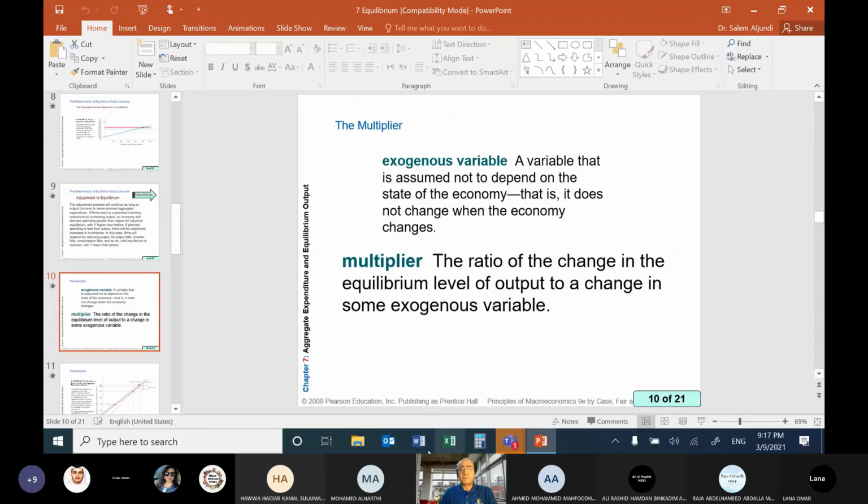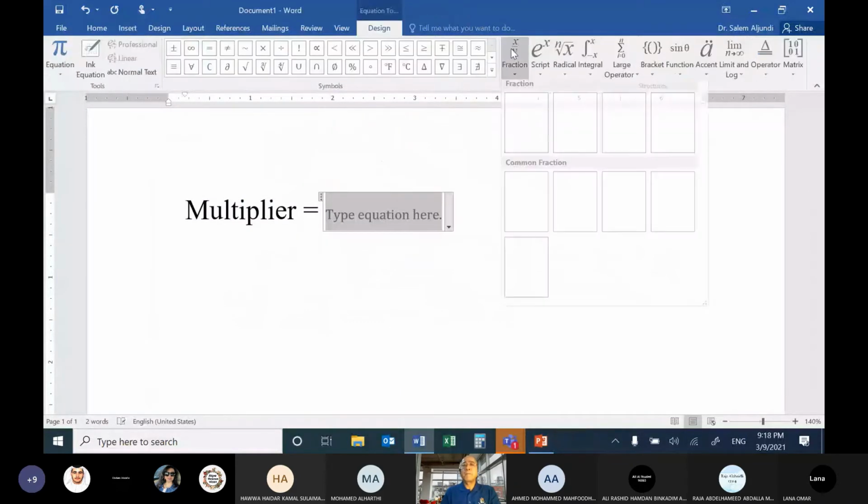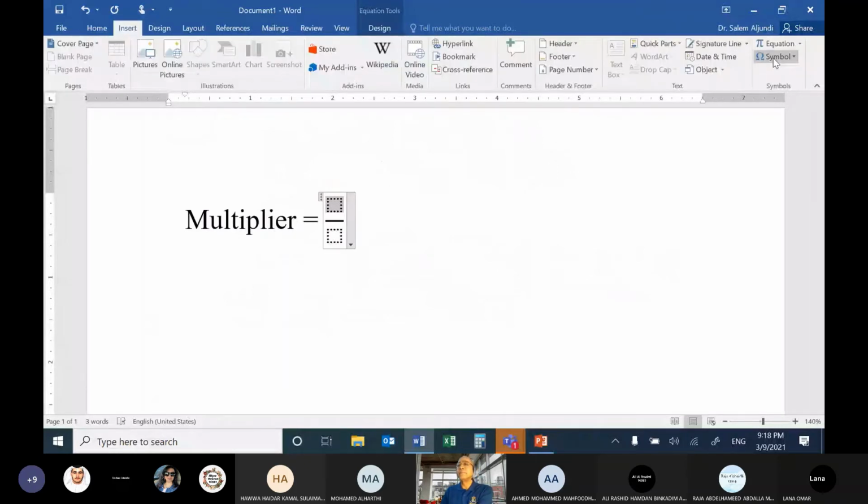For example, multiplier equals delta Y over delta one of the exogenous variable, assume planned investment.